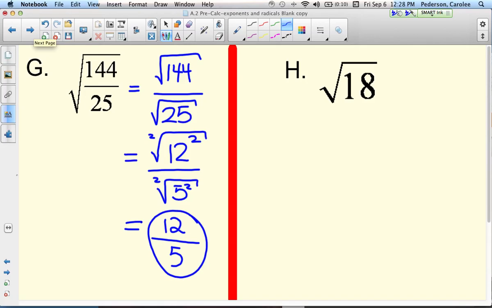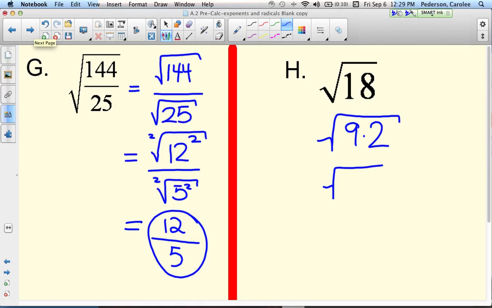So you're left with 12/5. Question H. The square root of 18. You can do prime factorization. Break down that 18 into 9 times 2. Some of you know that the square root of 9 is 3.